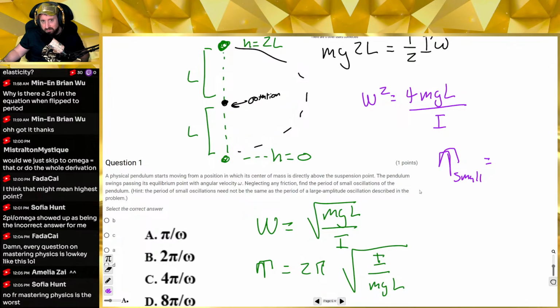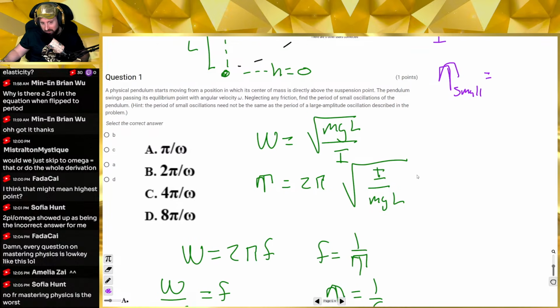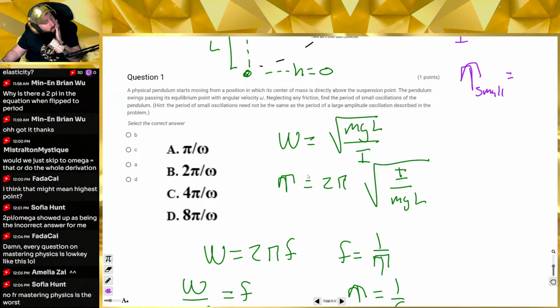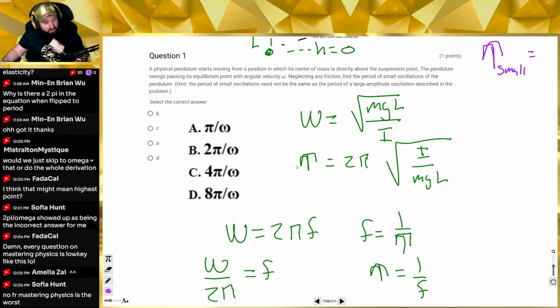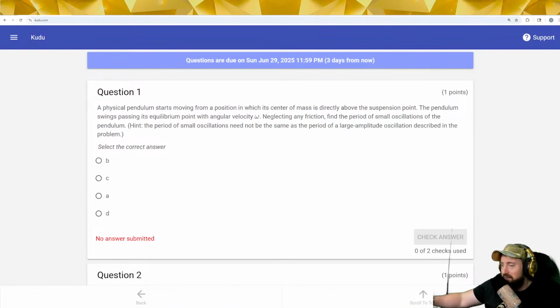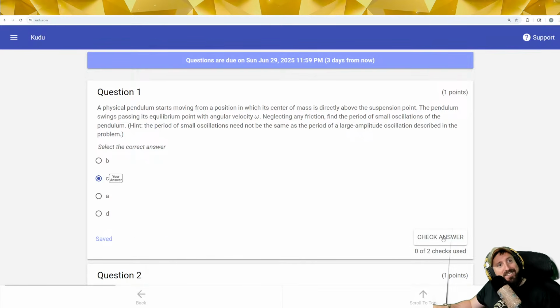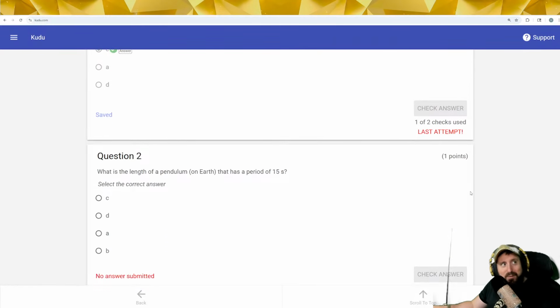Mastering Physics is the worst, yeah. Yeah, whatever. I'm going to scrap this question. This is garbage, because I can't even explain this. The correct answer for this one is 4 pi over omega. Let me take a look at this one over the weekend to see what they had. I'm still trying to understand it myself. But answer C. Okay, we'll go C there.